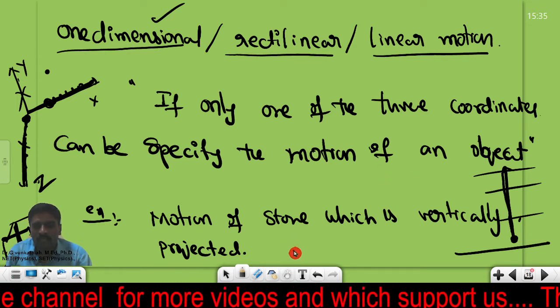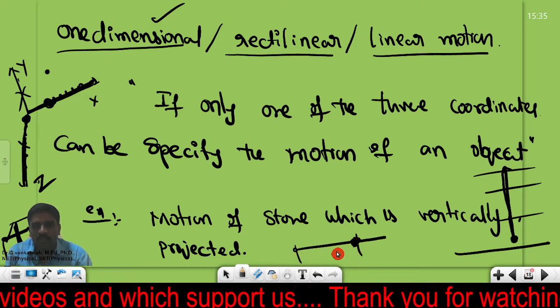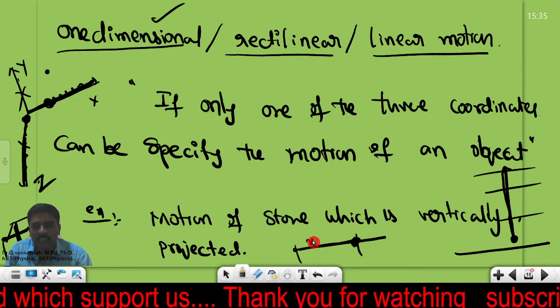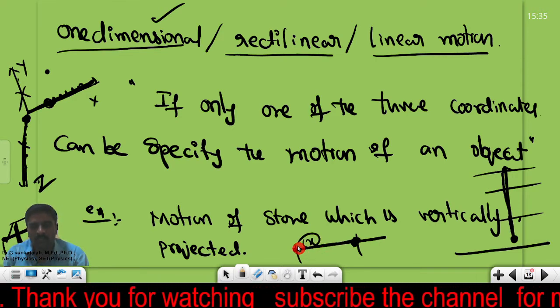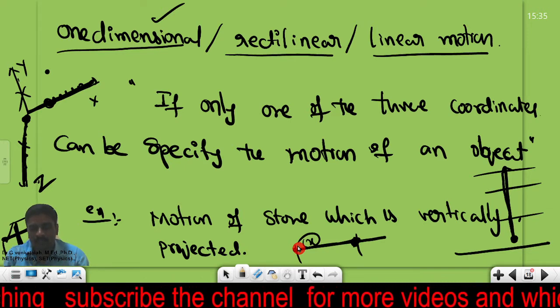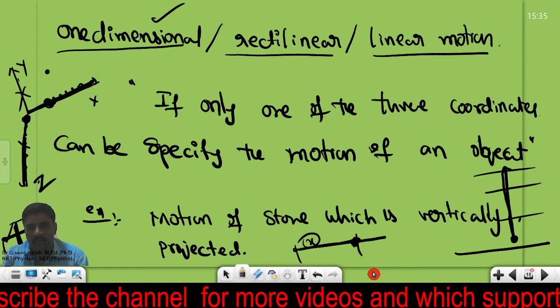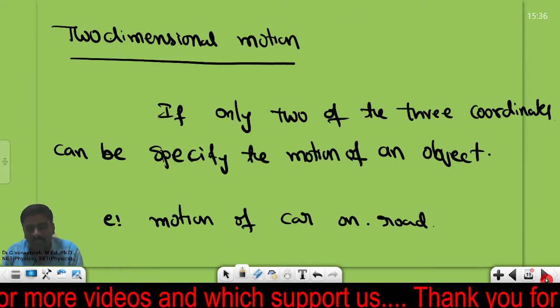Otherwise, one of the boys is running in a straight line. That means we know only the distance, the x coordinate, is enough to specify the motion of the object. If one coordinate axis is enough to specify the motion of the object, that motion is called one-dimensional motion.